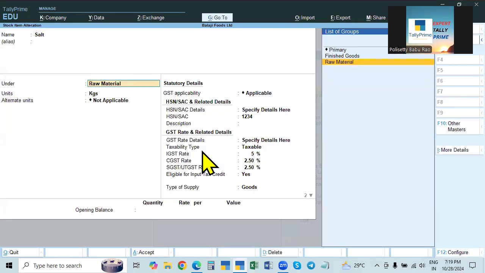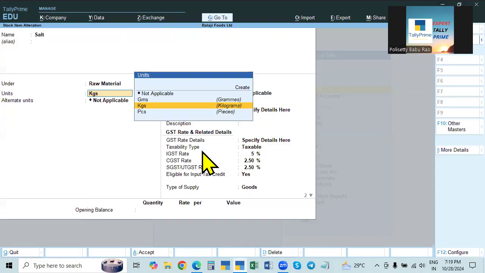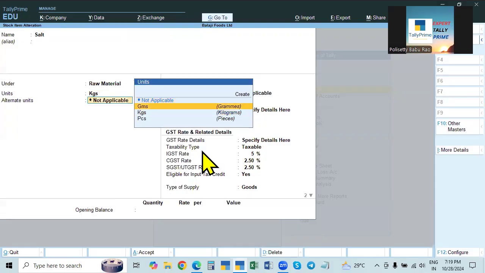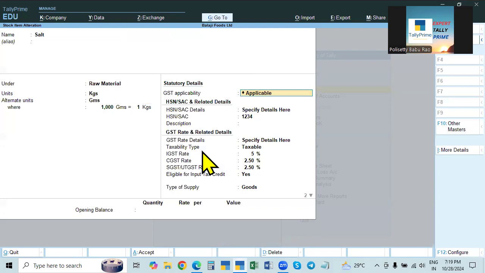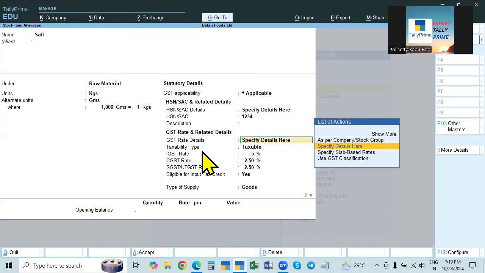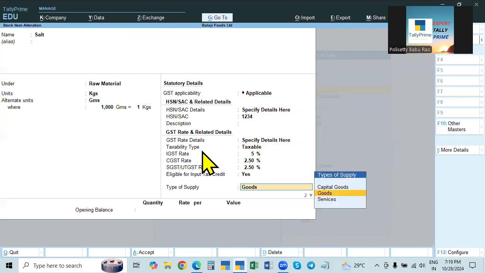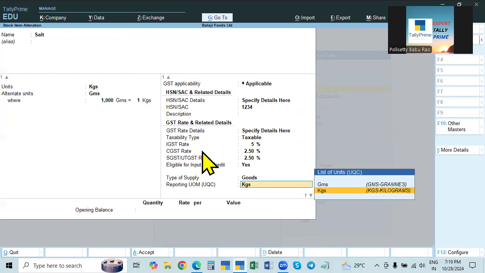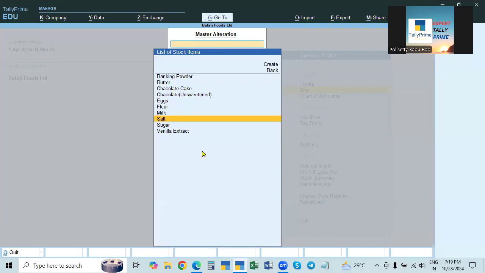Raw material, all these are raw material only. The main unit is kg and the alternate unit is grams. 1000 grams equal to 1 kg. These are taxable at 5%. And then automatically it will take the reporting unit.